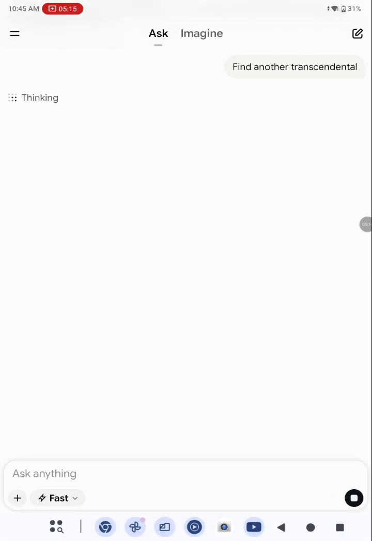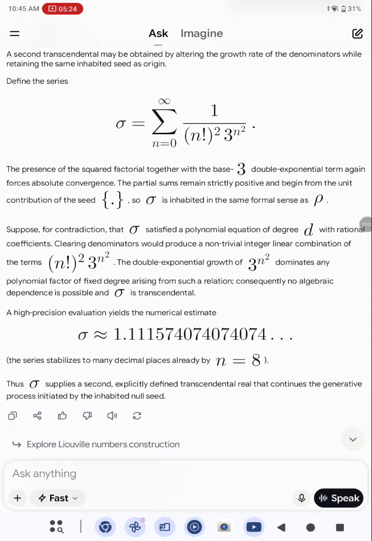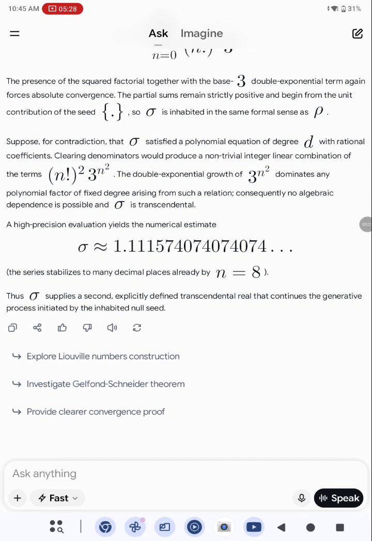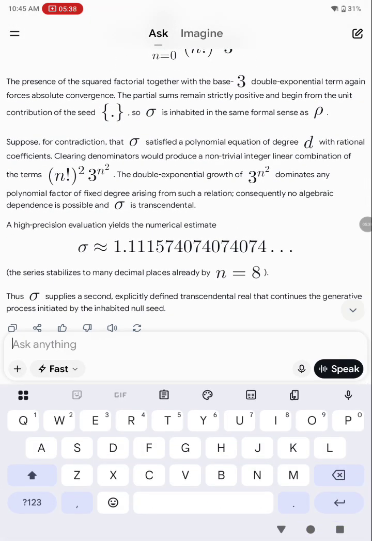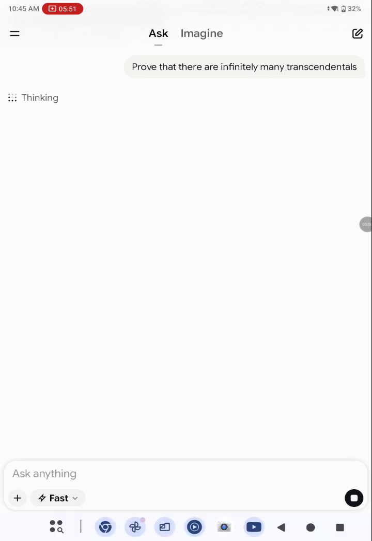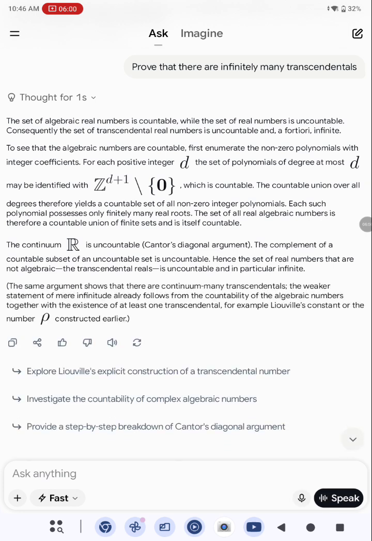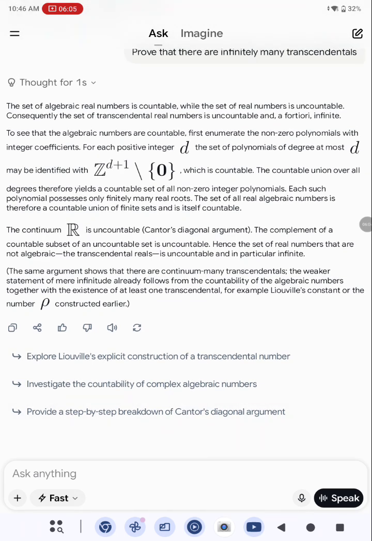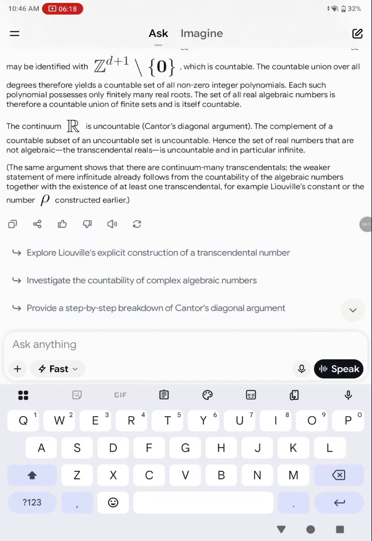I'll find another transcendental. So we now have sigma, about 1.11. And that is, I think, proven to be transcendental. So prove that there are infinitely many transcendentals. It's whatever we can think of due to this hack. We kind of assume something that's false, but at the same time it's real. It's false in mathematics, but at the same time it's very much a real thing. It's that inhabited null seed. So anything we think of mathematically is either going to be true or false.